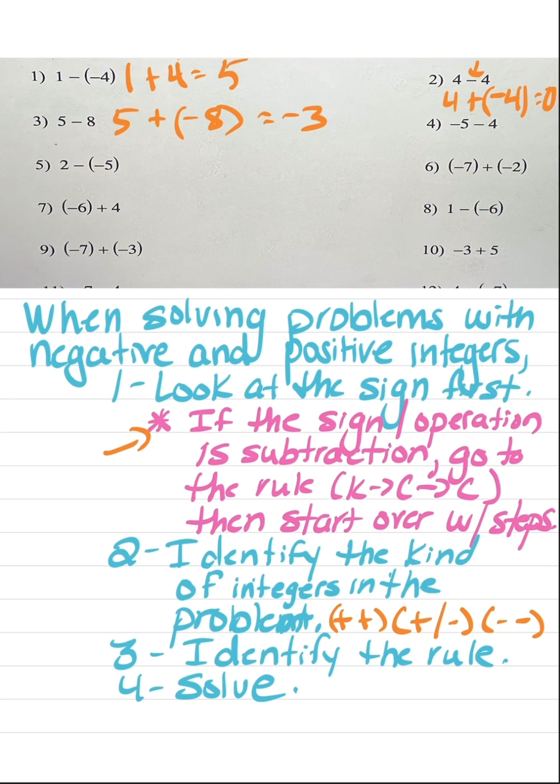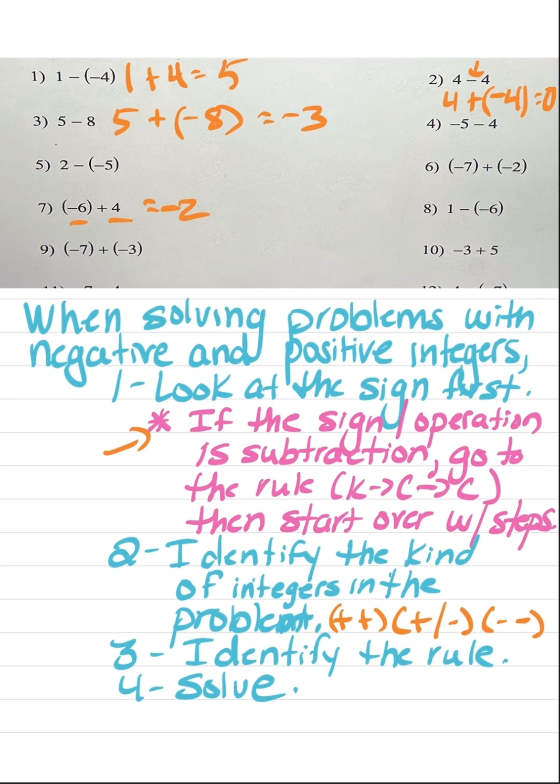I'm going to skip. Let's go down to number 7, where I have -6 plus 4. Well, I look at the sign. It's addition, so I'm going to identify the kind of integers. I have a negative integer and a positive integer. The rule with that is to subtract, then keep the larger sign. 6 minus 4, 2. -6 has a larger absolute value than 4, so my answer is going to be -2.